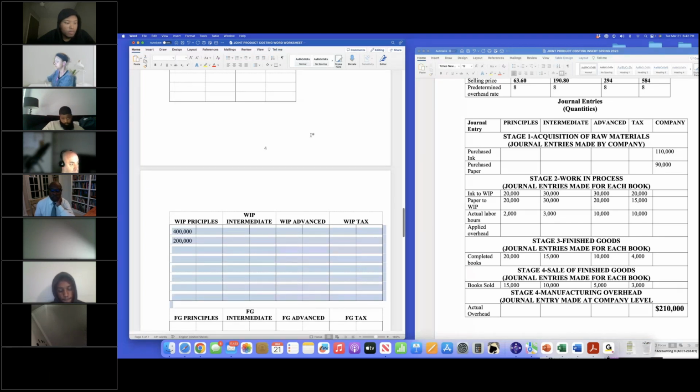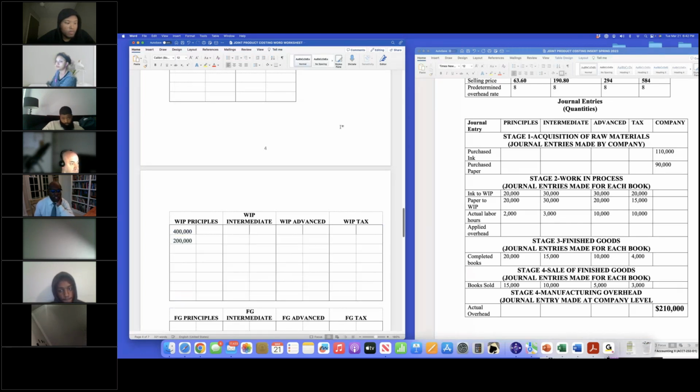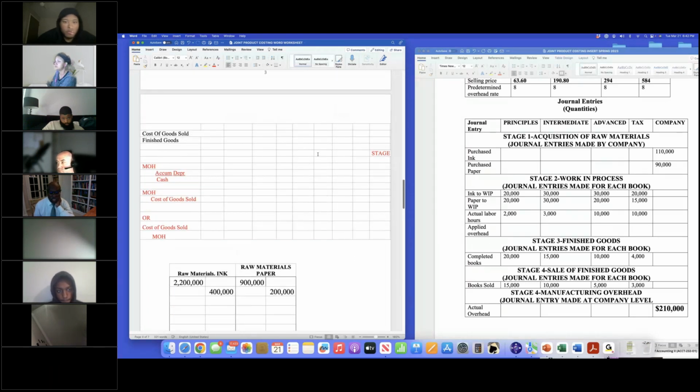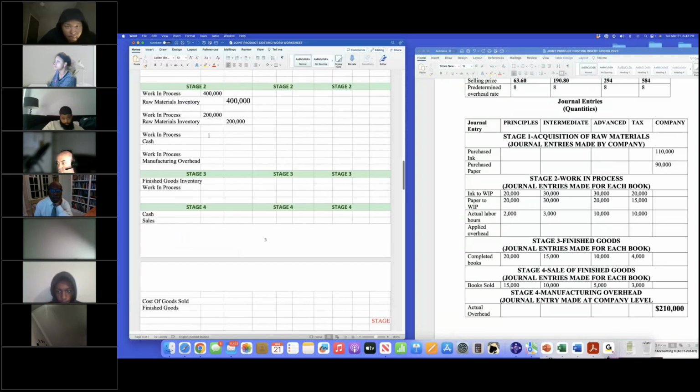Going back to principals, the next journal entry: actual labor hours was 2,000. How much were we paying? $10 an hour. So what's this number going to be? We're working on 20,000. It's going to be 20,000.